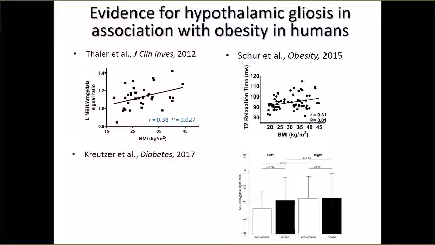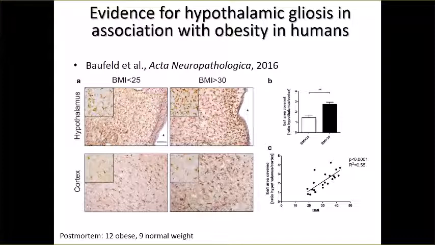One other postmortem study that's been done compared obese to lean individuals, and this is staining for microglia within the hypothalamus. And again, you're seeing increased microglial numbers. They saw microglial dystrophy and a positive association between BMI and the extent of staining for microglia. None of these were present in the cortical control regions.